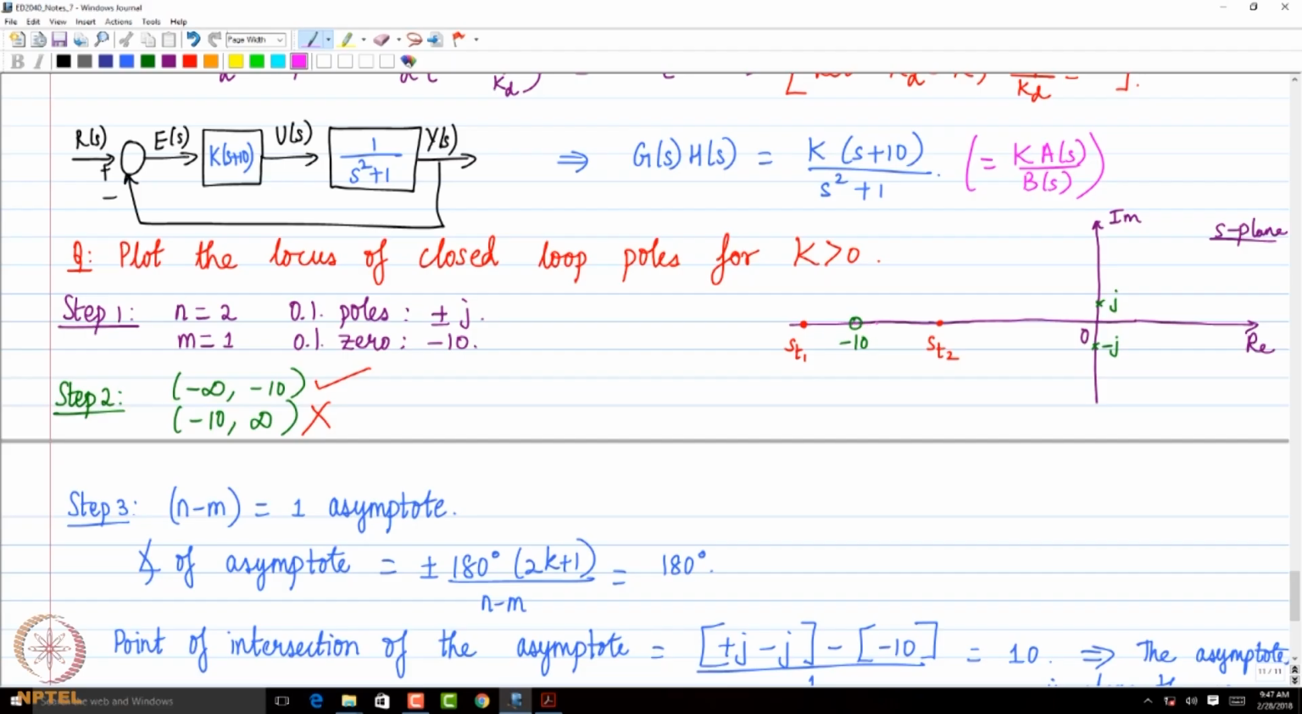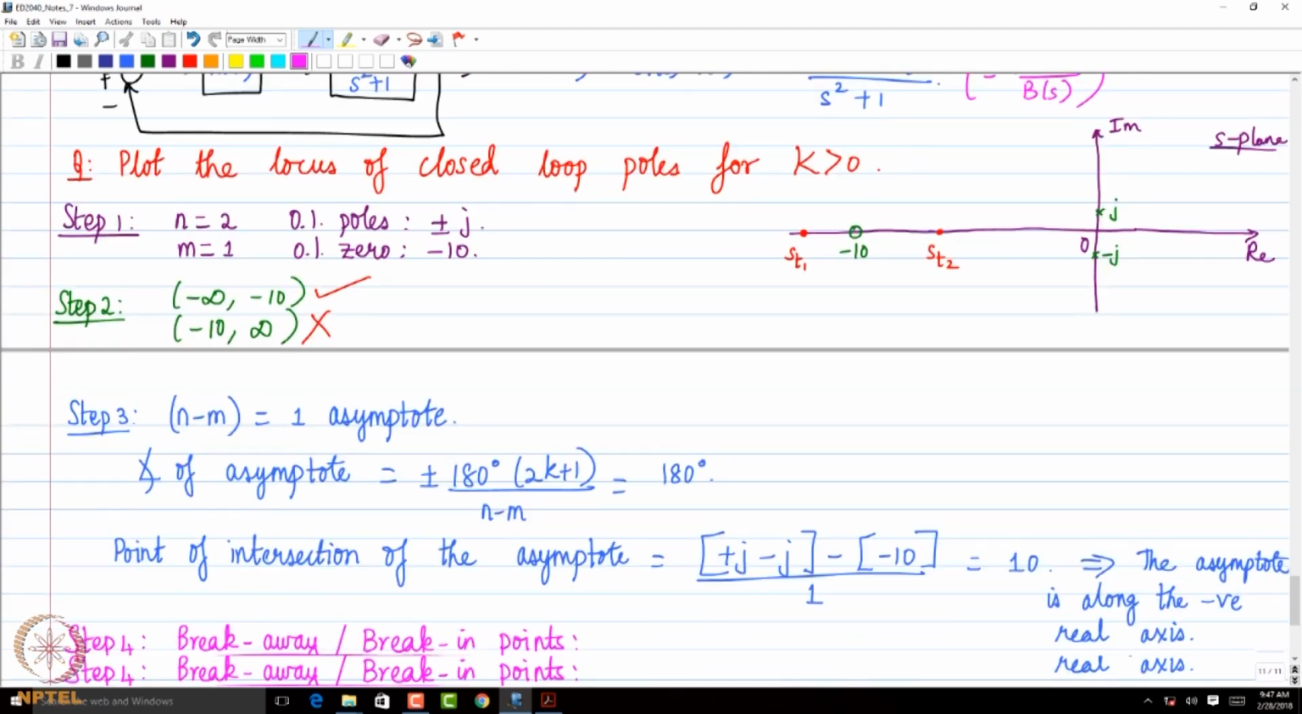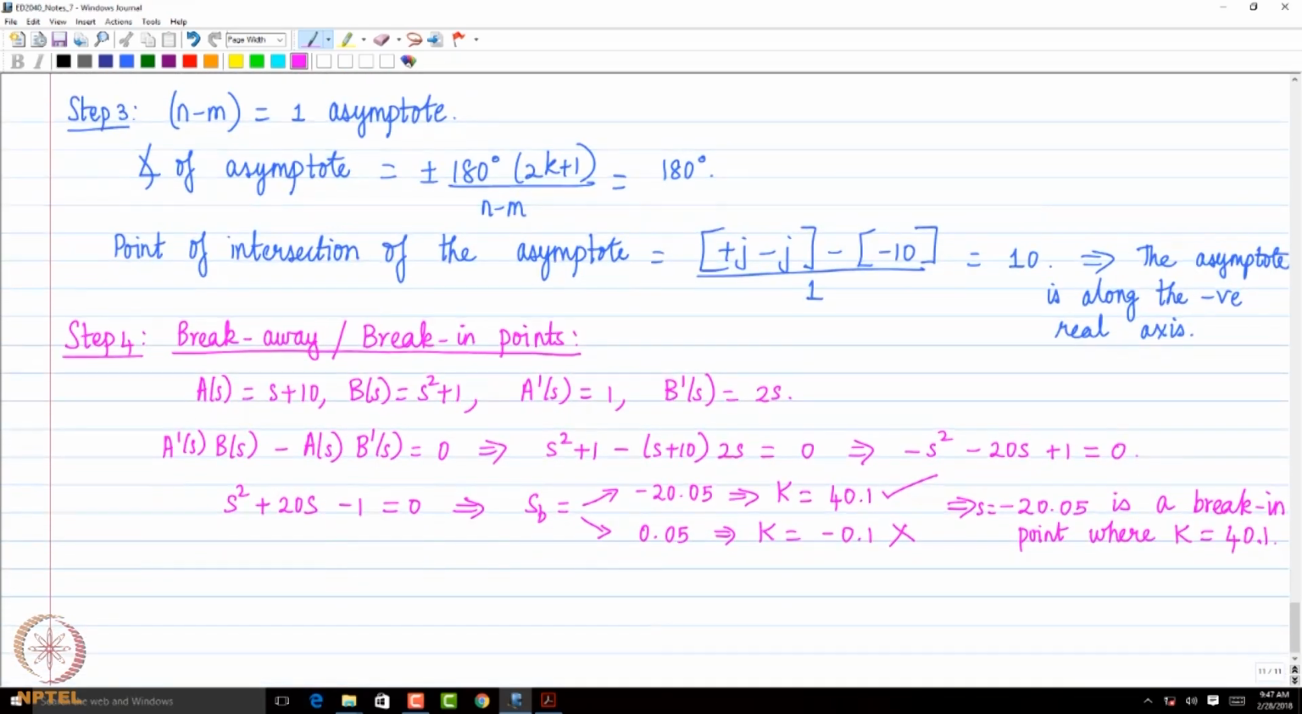Another branch is going to go to infinity along the negative real axis, that is to minus infinity along the negative real axis. So, obviously, both branches should intersect somewhere on the real axis, right? That is going to be at minus 20.05. So, two branches will come from the complex conjugate plane, hit at minus 20.05 and then go one to the right, one to the left. Okay, so that is what is going to happen.